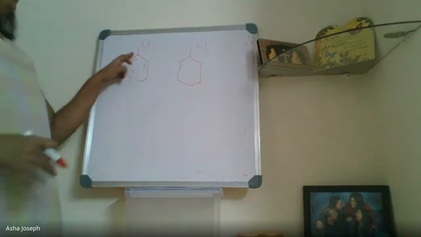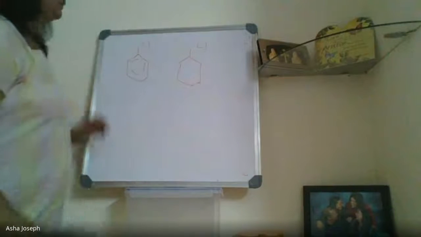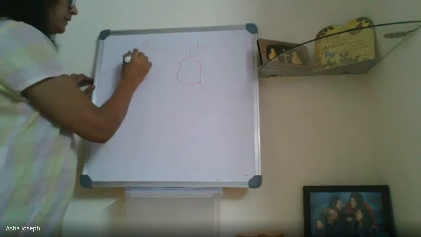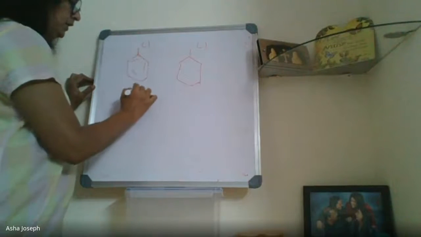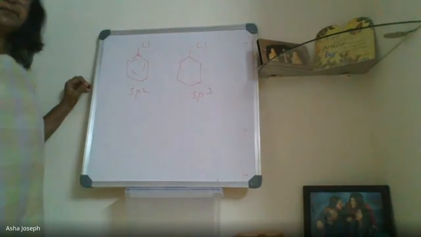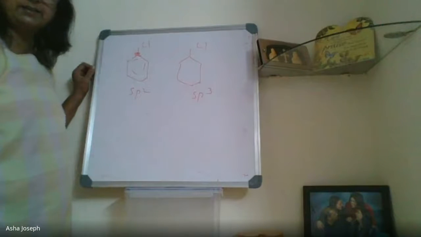Why is the dipole moment of this less? Ma'am, because of the hybridization. Hybridization. Yes, correct. That is the reason. So here the carbon is sp2 hybridized and here the carbon is sp3 hybridized. So sp2 hybridized means this carbon has more s character.